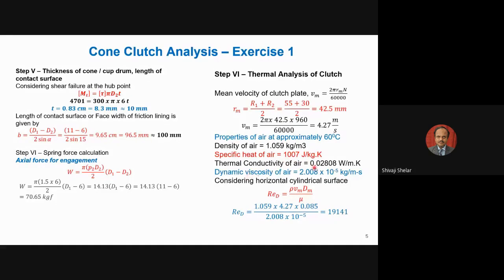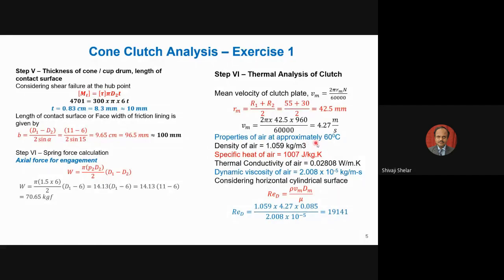Then thermal conductivity of air is 0.02808 watt per meter per Kelvin. Dynamic viscosity of air is 2.008 into 10 raised to minus 5 kg per meter per second. These are the properties of air. Now, since we are considering a horizontal shafting arrangement, R1 and R2 do not have much difference, so I consider it like a hollow cylinder.